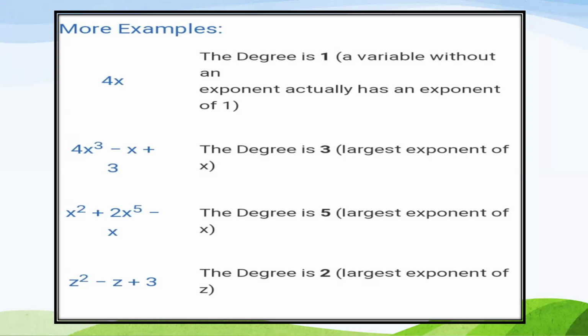What about the third example? In our third example, we can see that x has power 2 and x has power 5. So the highest power is 5. So the degree is 5, right? So in any question with only one variable, it's very simple to judge the degree of the polynomial. The highest power of that variable is called its degree.